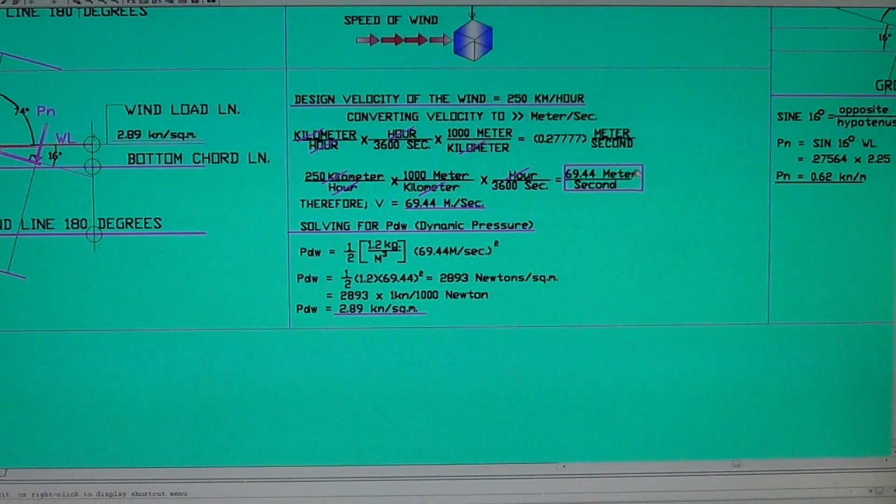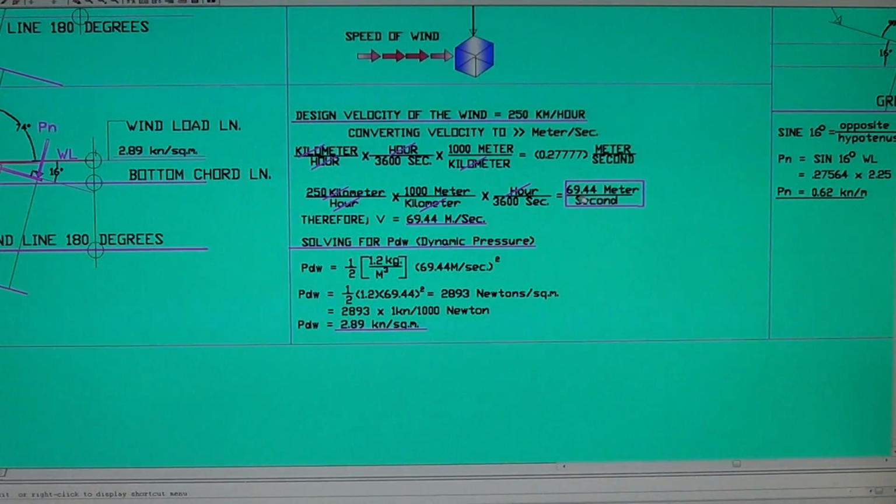Now that we have this, we can apply it to the formula in equation 1, which is the PdW, so that we can get the dynamic pressure of the wind. Substitute the value in the velocity squared and solve: 1/2 times 1.2 times 69.44 squared. You square 69.44 and you get 2,893. This is in newtons; the result of this formula is newtons per square meter.